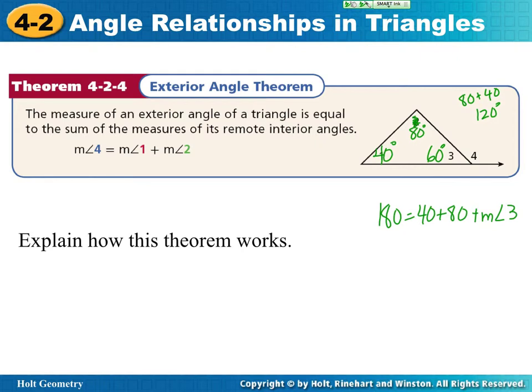Now, if angle 3 is correctly 60 degrees, angle 4 is a linear pair with angle 3. So angle 4 would be 180 minus 60, 120. And that's what the theorem said it was going to be, 120. But why does that work? Will it always work?